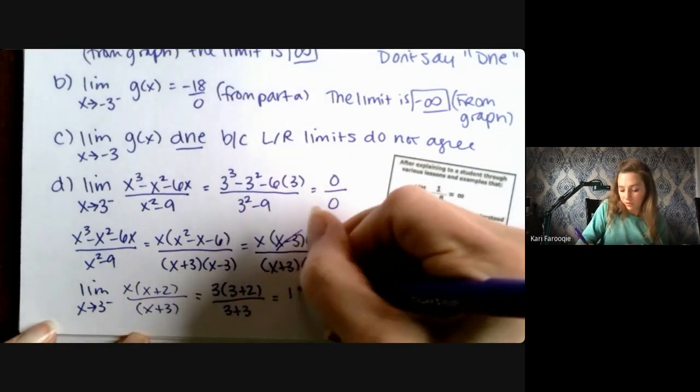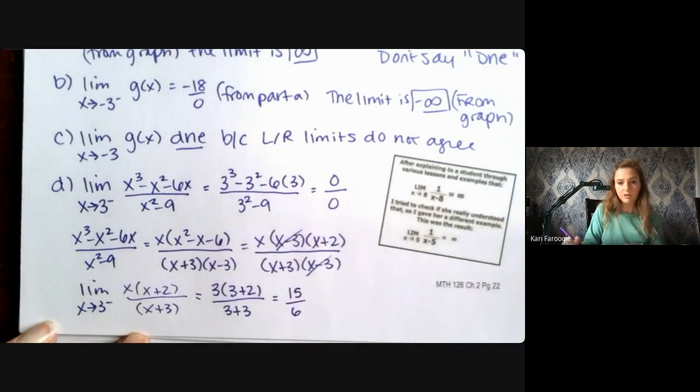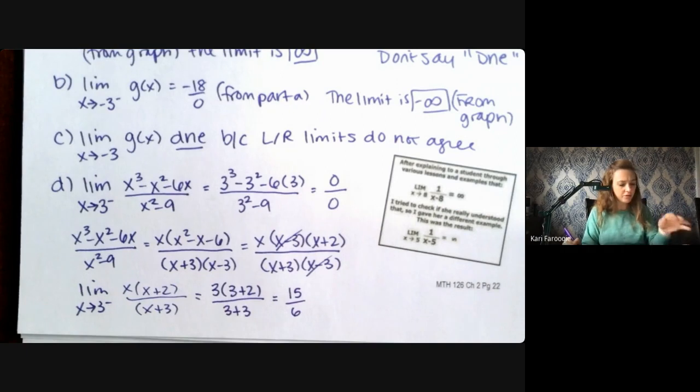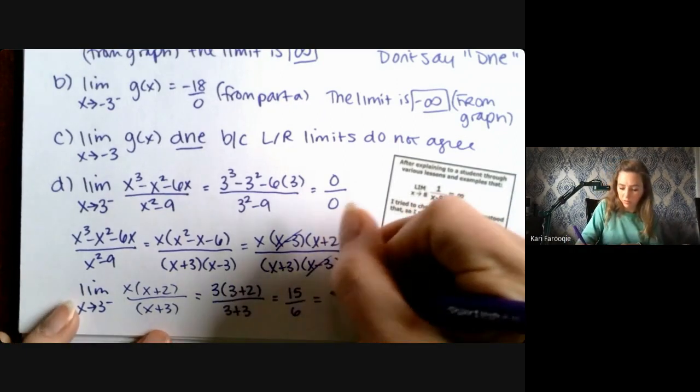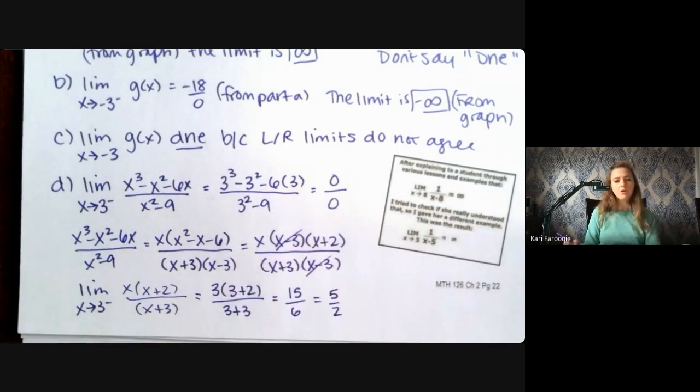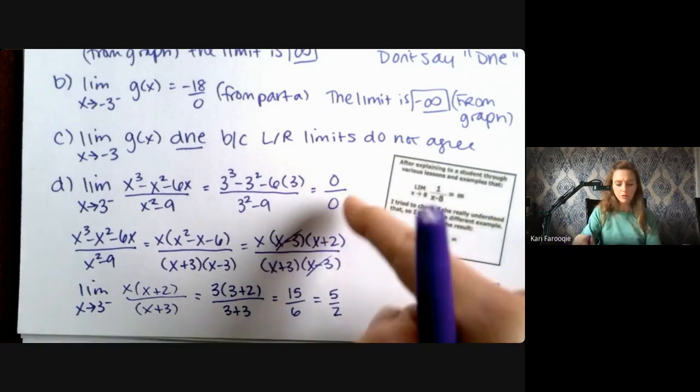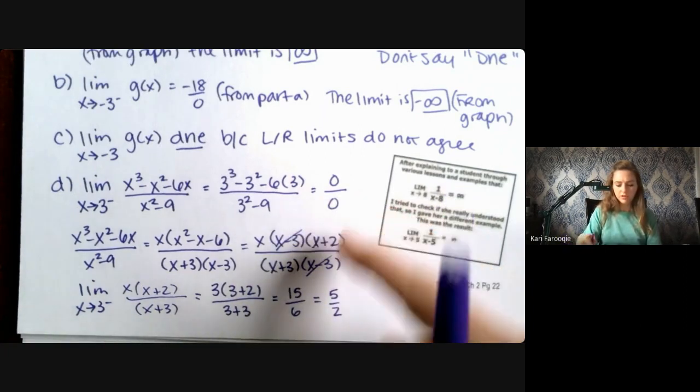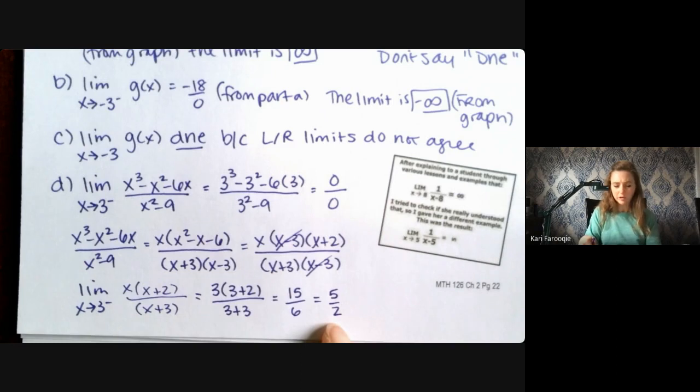5 times 3 is 15. 3 plus 3 is 6. So you get 15/6. And if you're wondering, we can reduce this, by the way, to 5/2. If you're like, huh, that's weird, how do we go from indeterminate to a number, and how is it possible that we were dividing by 0 and we still got a number?